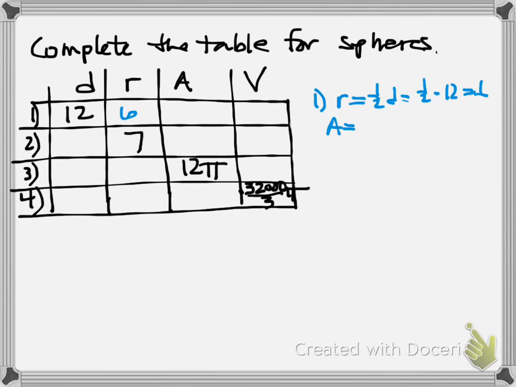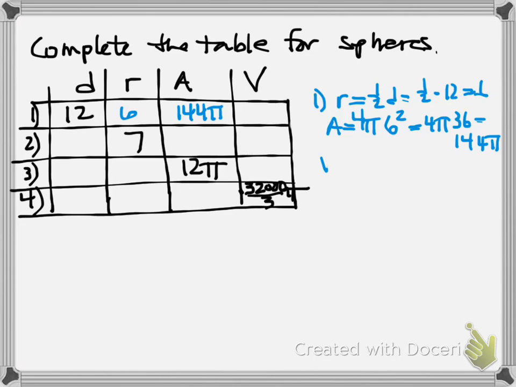Area, 4 pi r squared. So we're going to get 4 pi 6 squared. So we get 4 times 36, which gives us, what, 144 pi. Okay, that's easy. Got it.